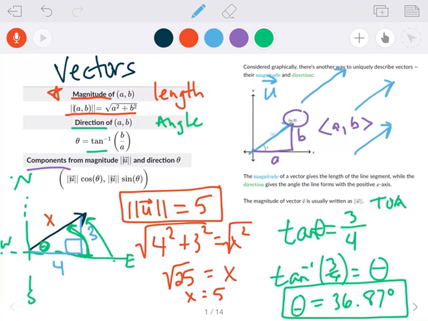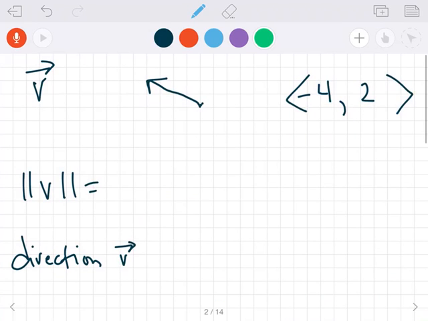Okay, so let's do a little practice with this. We have a vector v drawn here.